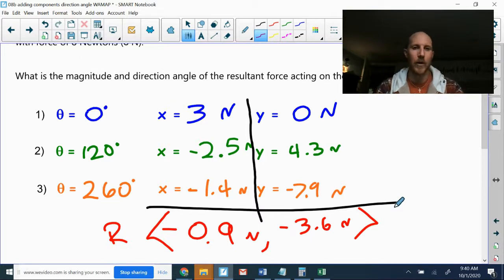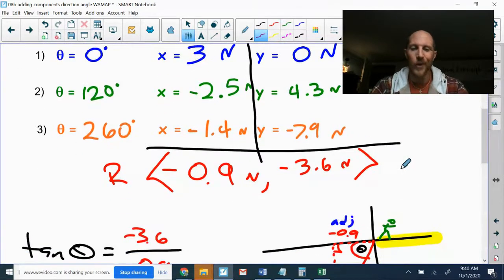So we need to find the magnitude. We need to find the direction angle for the resultant. All right. I'm going to go ahead and do the direction angle first. You could do either one first. When we do this, I'm going to take the components of the resultant. This is the only thing I'm working with at this point. All of these pieces, the green and blue and orange, I'm done with those.